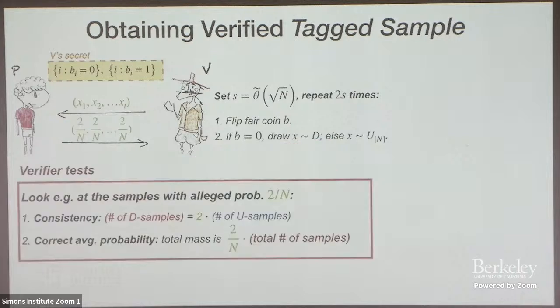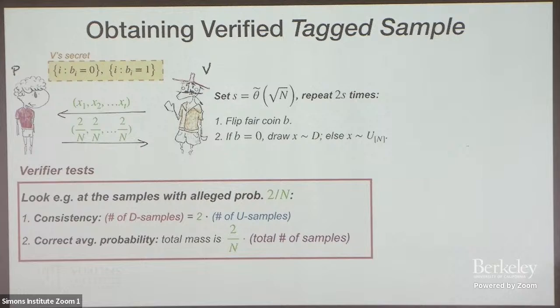In order to explain how this works, let's focus on some subset of samples. Assume there are T samples that the prover claimed have probability 2/n. I'm not going to explain yet how the verifier checks that this claim is correct over these specific samples. We can afterwards repeat it for other probabilities, and I'll elaborate more on how we expand it later. But let's now focus on this type of claim. So the verifier, in order to verify this claim, performs two tests.